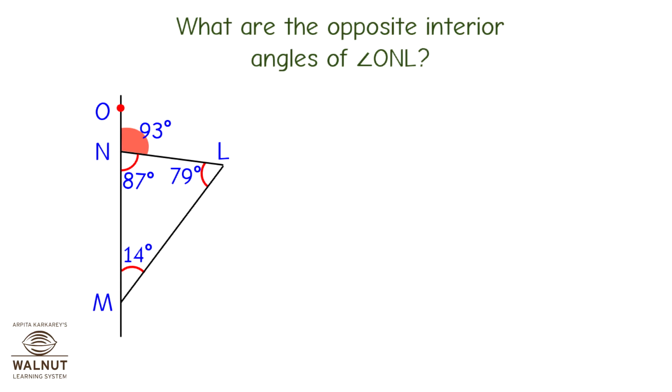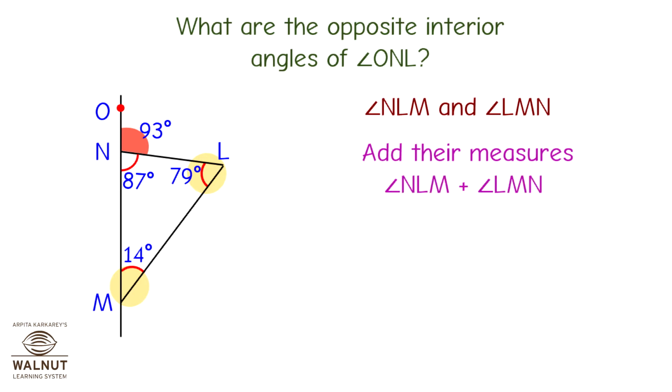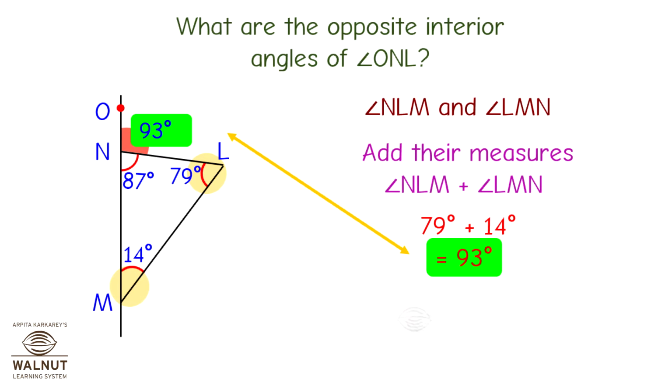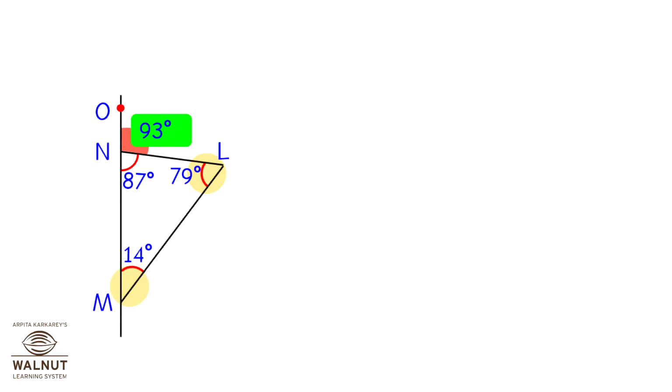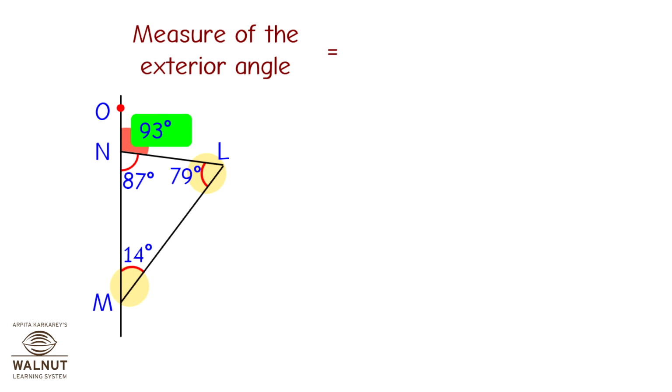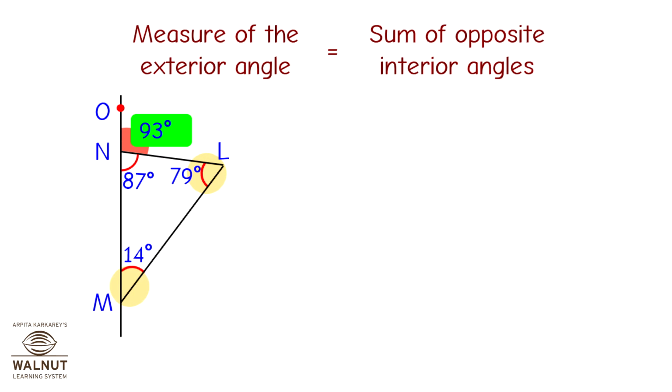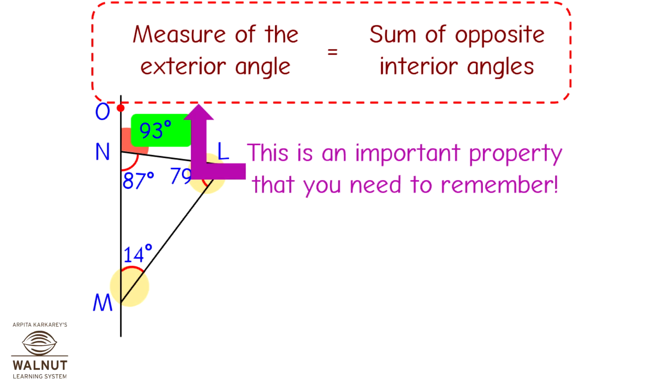What are the opposite interior angles of angle ONL? Angle NLM and angle LMN. Add their measures. Angle NLM plus angle LMN is equal to 79 degrees plus 14 degrees, which is equal to 93 degrees. Measure of the exterior angle is equal to sum of the opposite interior angles. This is an important property that you need to remember.